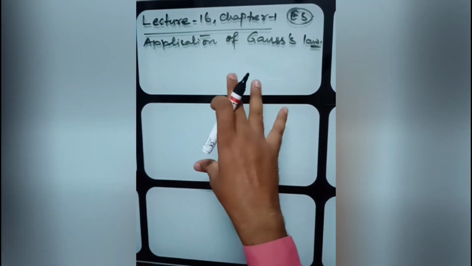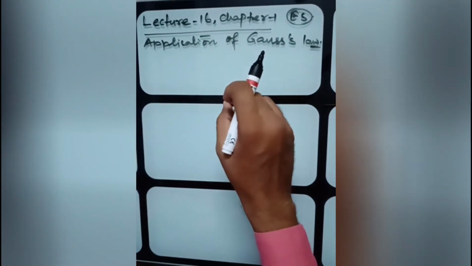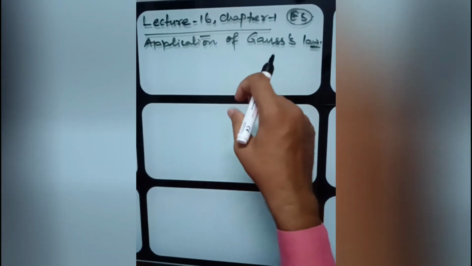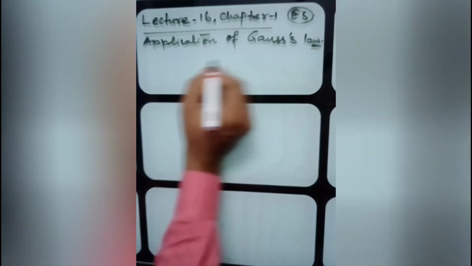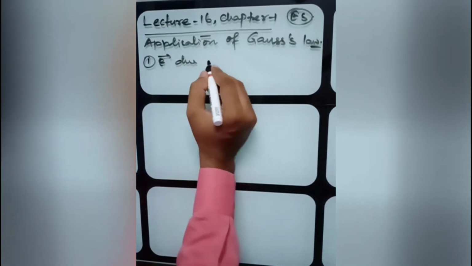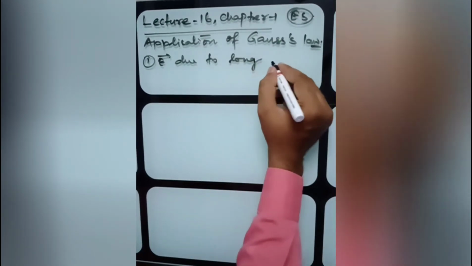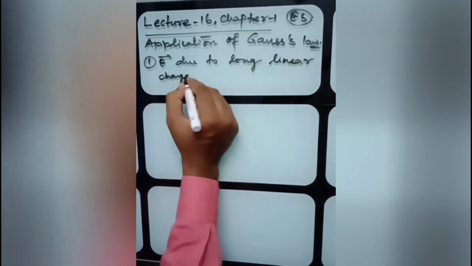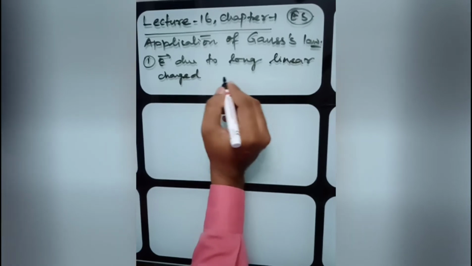important. So the first application we will take today is the electric field due to an infinitely long linear charged conductor, carrying linear charge. You can say I will spread the charge over a non-conducting body. So the first application: electric field due to a long linear, that is one dimensional, long linear charged non-conducting body, or non-conducting wire.